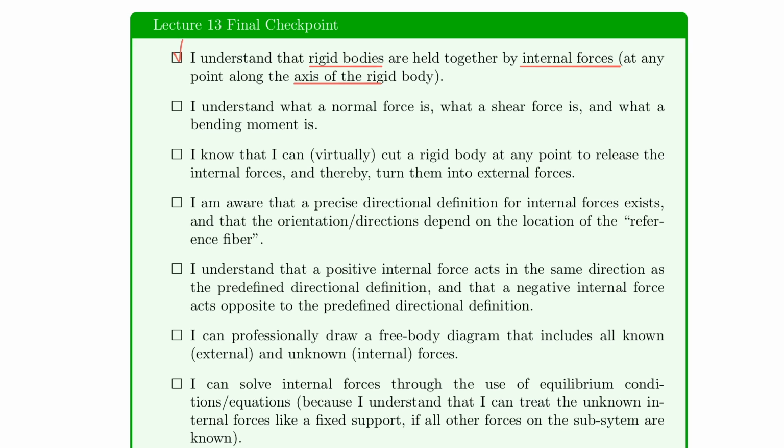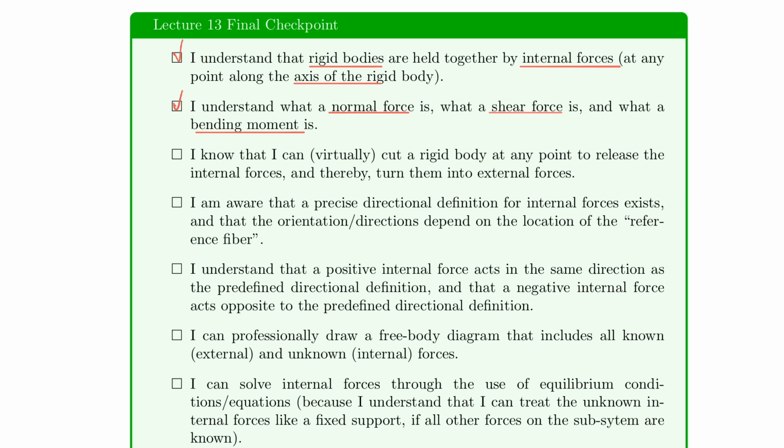Then you understand that there are three forces really in a 2D system, and those are the normal forces, the shear forces, and the bending moment. And of course, we fully understand what those are now, at least conceptually. So I can check that off too, and you can go ahead and do the same.